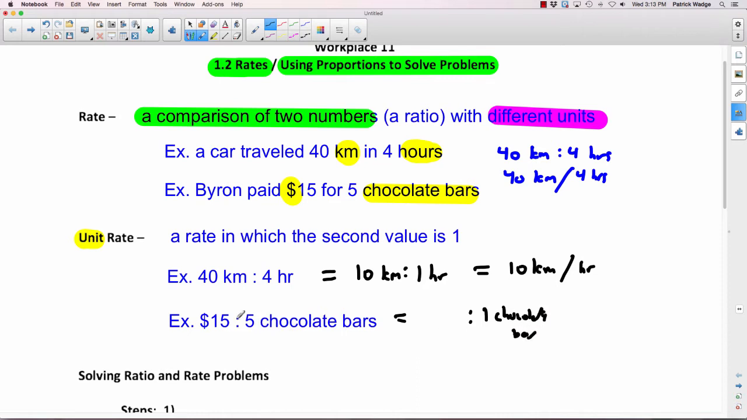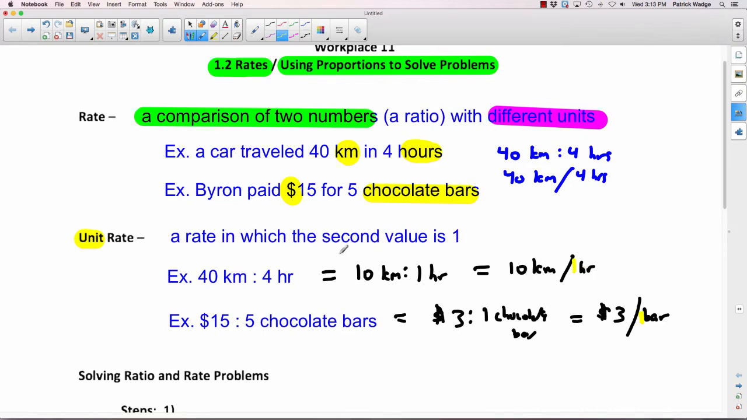So if it's $15 for 5, how much does it cost for 1? It costs $3 for 1 chocolate bar. Or again, you could say $3 per, I'm just going to put bar, $3 per bar. Okay, these are unit rates when the second number is 1. We didn't even write the 1, but there's like a 1 here and a 1 there. I don't know why I used yellow, you can't see it.